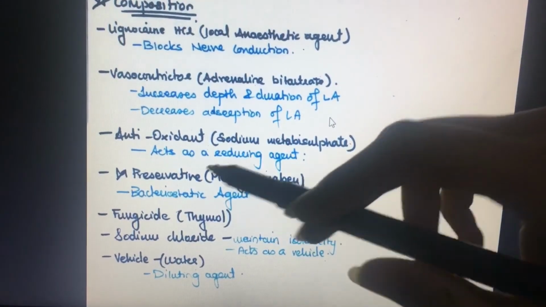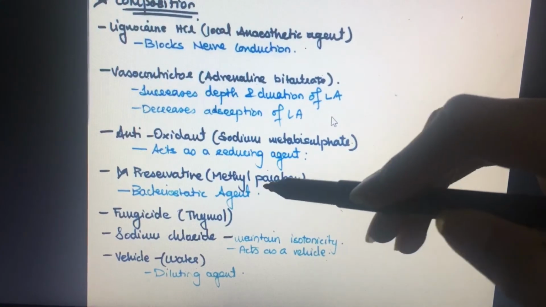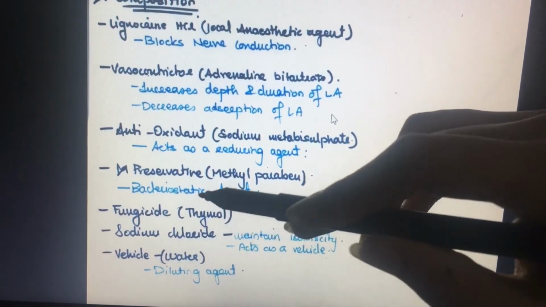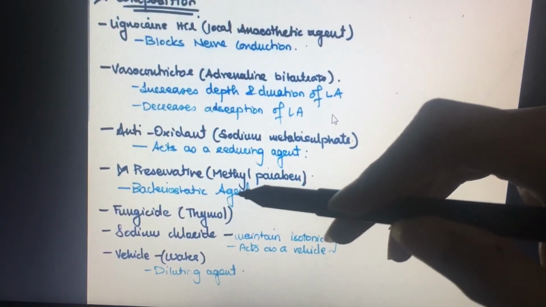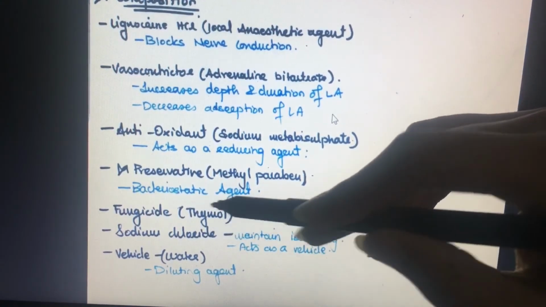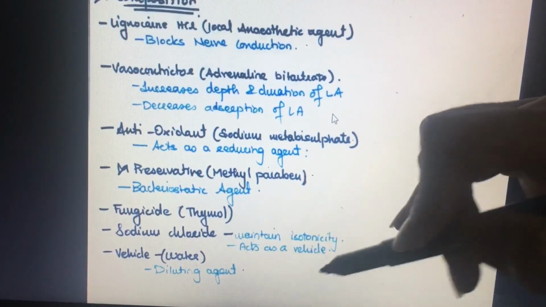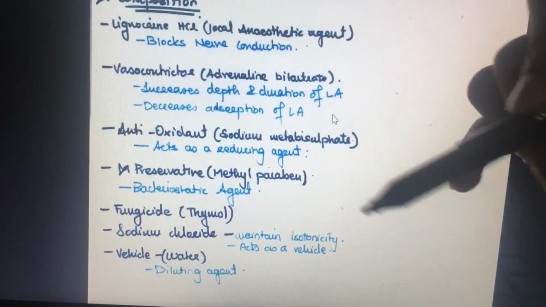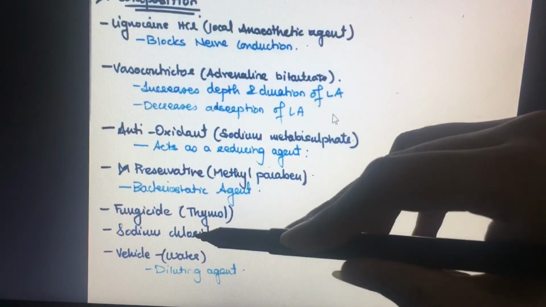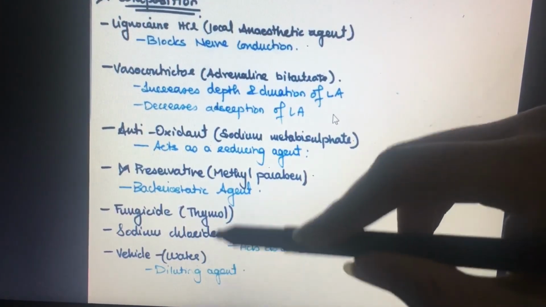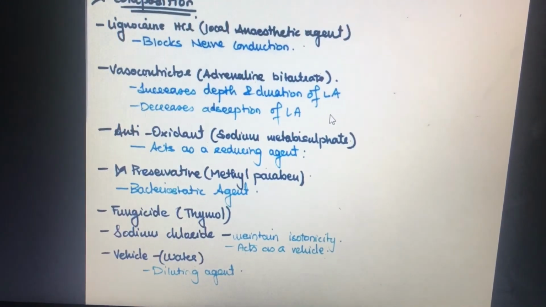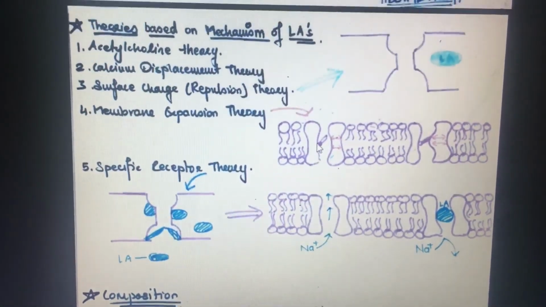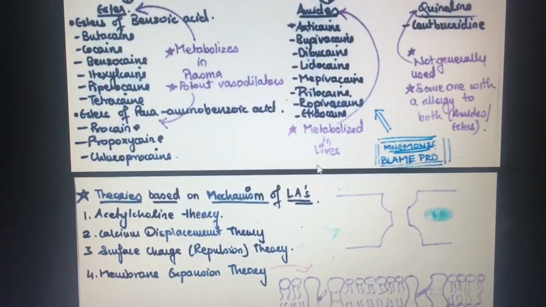The next is the preservatives which we add. Example for this is methyl paraben. It is a bacteriostatic agent. Next we have the fungicide, which is thymol. To maintain its isotonicity level and also act as a vehicle, we have sodium chloride and distilled water. So this was all about local anesthetics, everything you need to know for vivas and short SAQs and short notes.